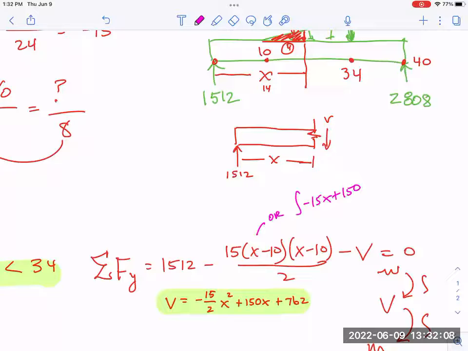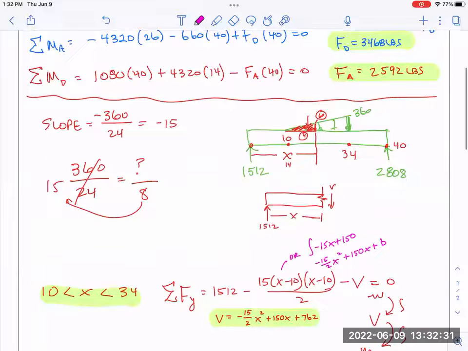The integral of 15x is x squared, and then you divide by 2, so you get negative 15 divided by 2 x squared. The 150 grows in x, and then you have some constant added on to the end of that. I was calling it b for y-intercept the other day. So how do you get the 762? Yeah, so let's back up a little bit because we did jump ahead.